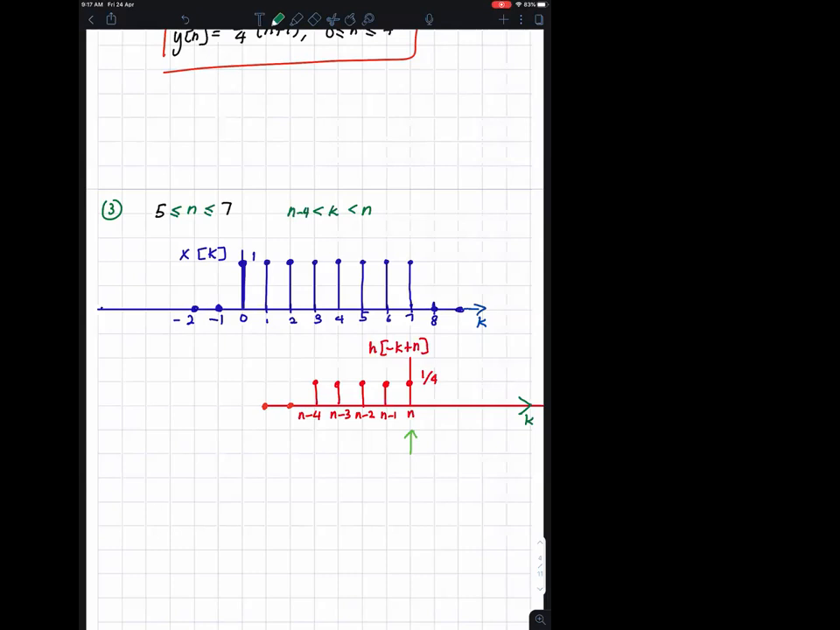Does this make sense to you guys? Think about this for a while. Let me know if you have any confusion. Okay, that's correct.